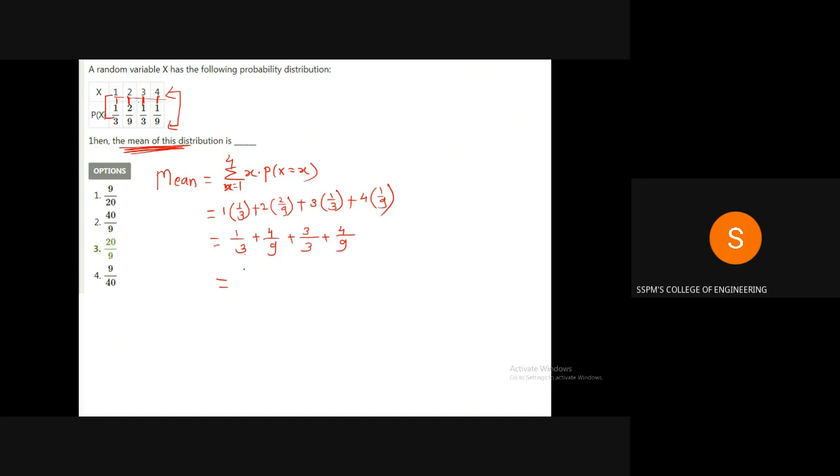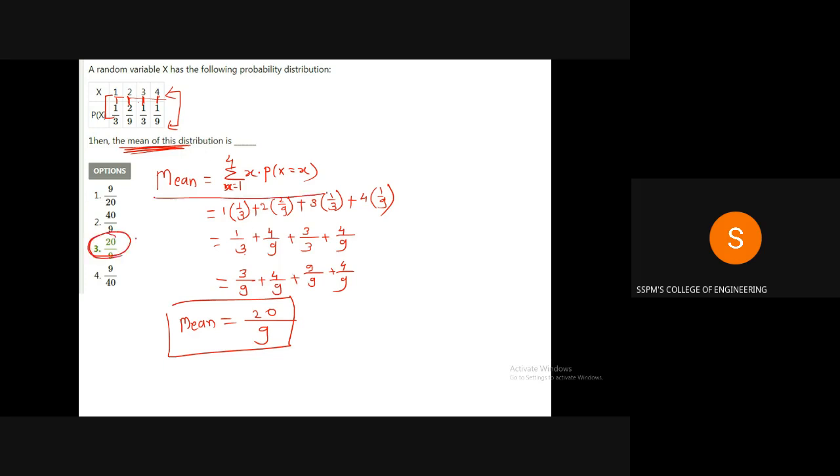So this 1 by 3 can be written as 3 divided by 9 plus 4 divided by 9. Again this 3 by 3 is written as 9 by 9 plus 4 divided by 9. So now all the denominators are equal, so we will add the numerators. Addition of numerators is 20. 20 divided by 9. So the value of mean is 20 divided by 9. So option 3 will be the correct option.